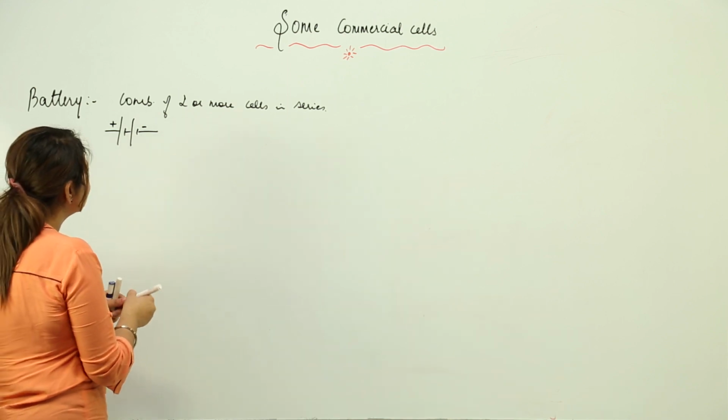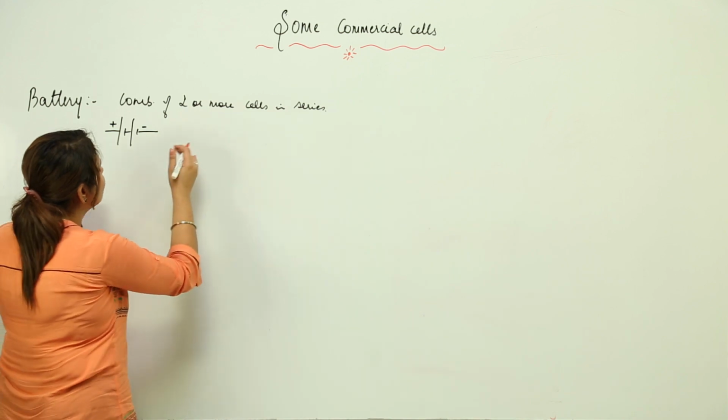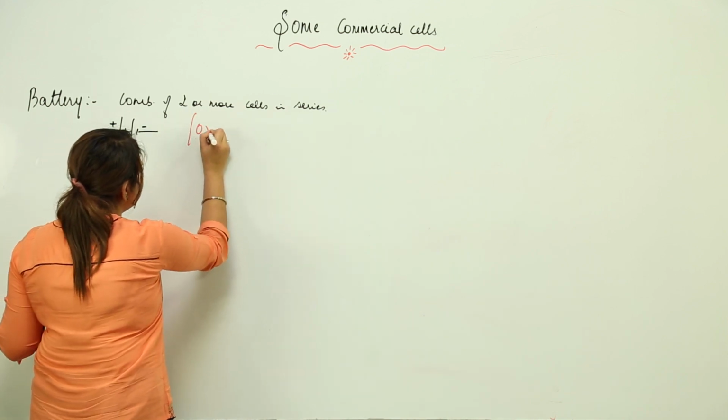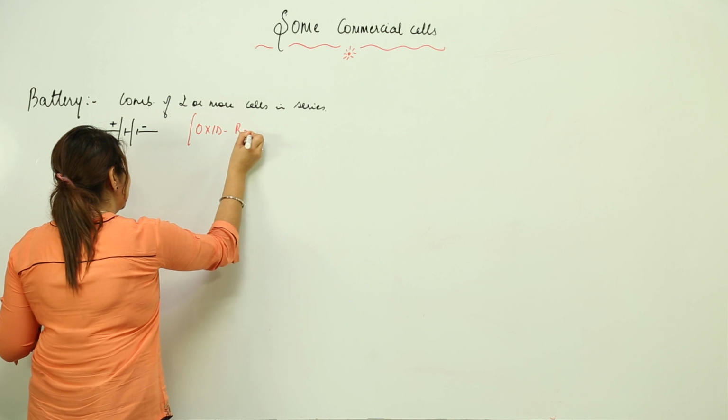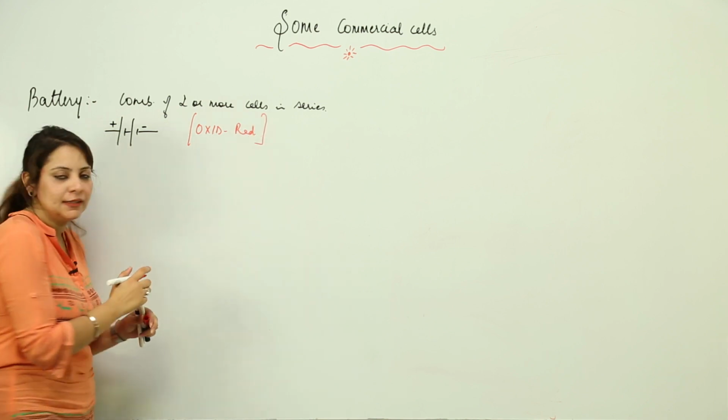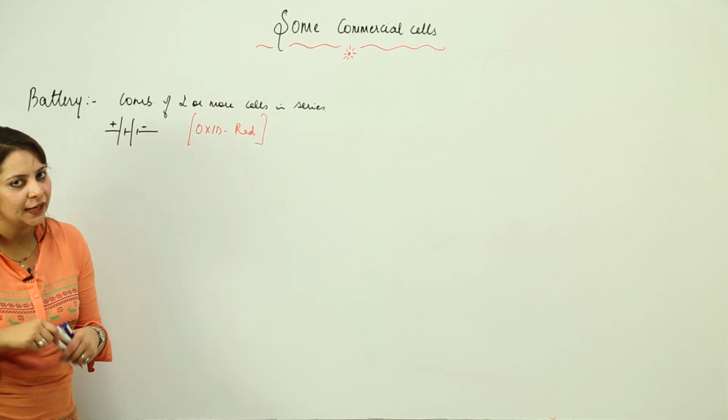And what is the basis of the reaction in it? It is obviously oxidation and reduction. That means redox reactions take place in the battery, which leads to the production of energy.